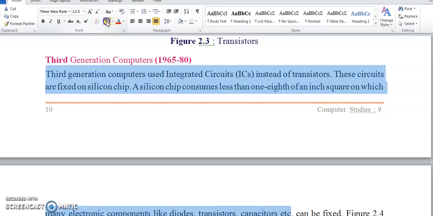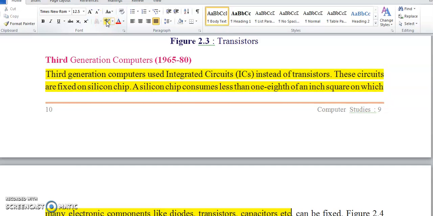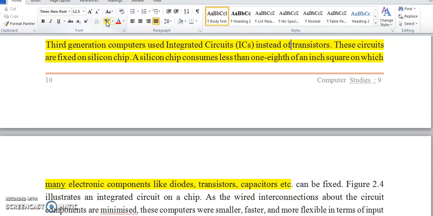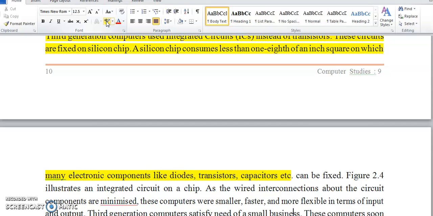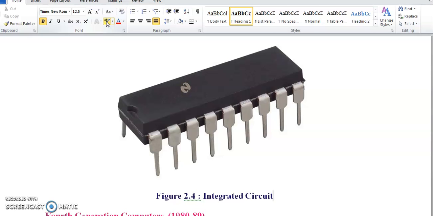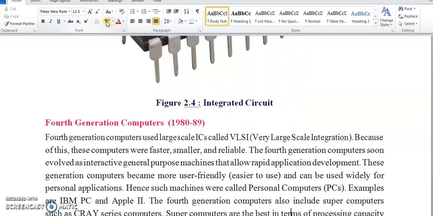See, in the first generation they used vacuum tubes. Second generation they used transistors. Third generation they used ICs. What is an IC? An IC is an integrated circuit used instead of a transistor. These circuits are fixed on a silicon chip. A silicon chip is less than 1/8 of an inch square, on which electronic components like decoders, transistors, capacitors, etc. can be fixed. See, this is the integrated circuit. ICs are used in third generation computers.